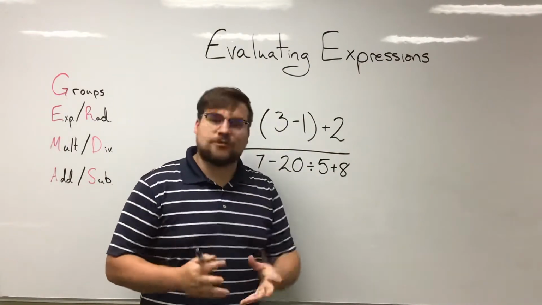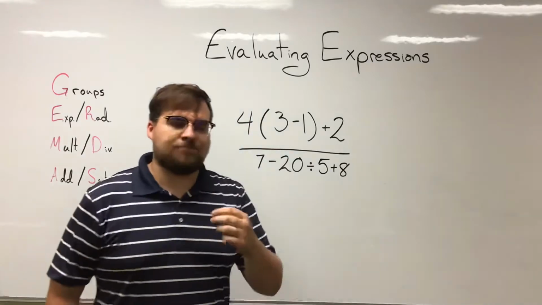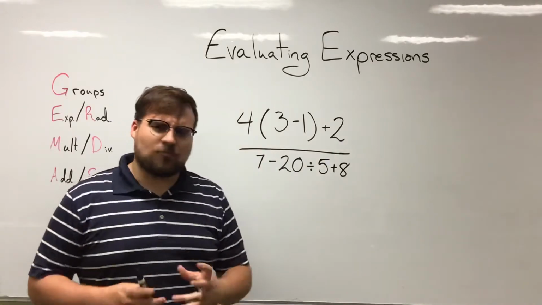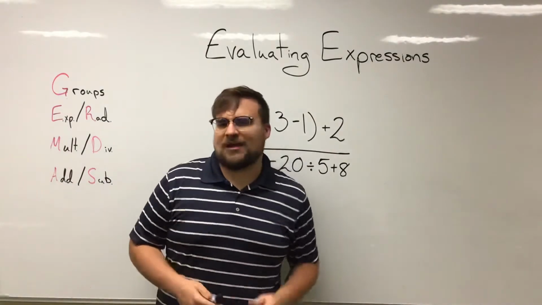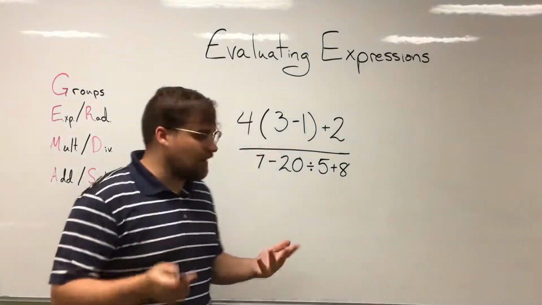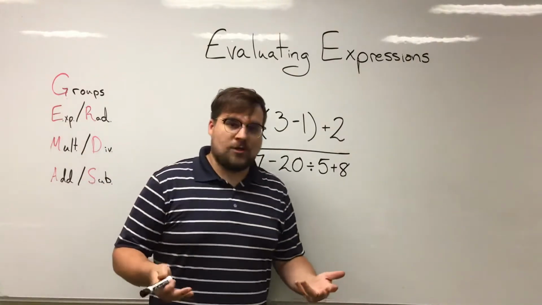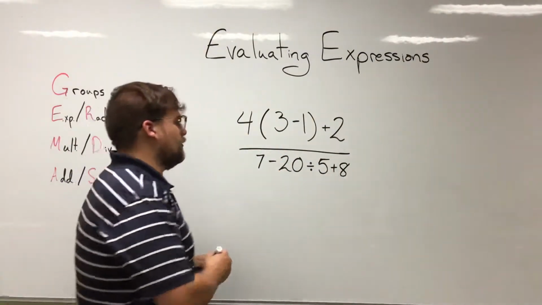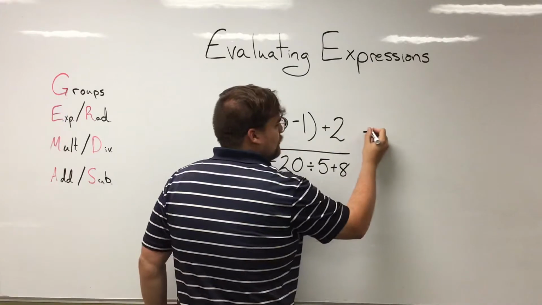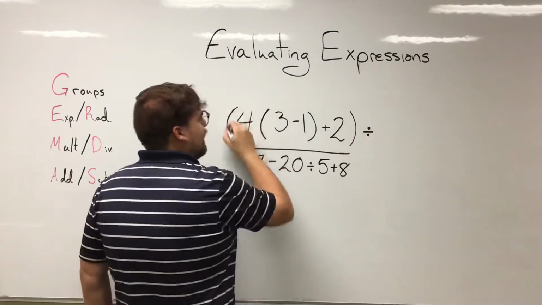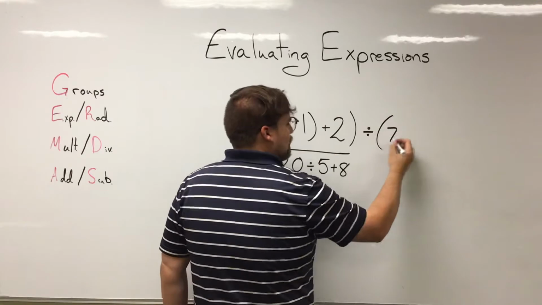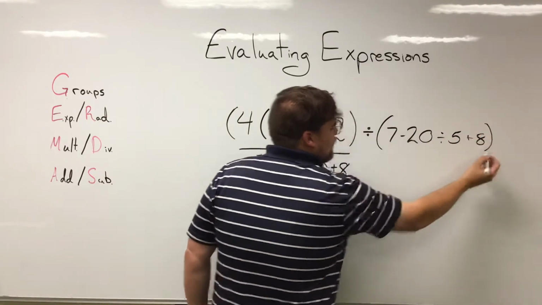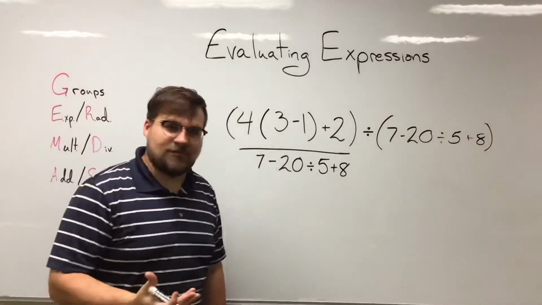Now, before we get to solve it, I want to talk about what it means to have this fraction bar. What does that represent as an operation in mathematics? Yeah, it represents division, right? So effectively, this could be written as the top part of the equation divided by the bottom half of the equation, 7 minus 20 divided by 5 plus 8. It could be written like that instead.